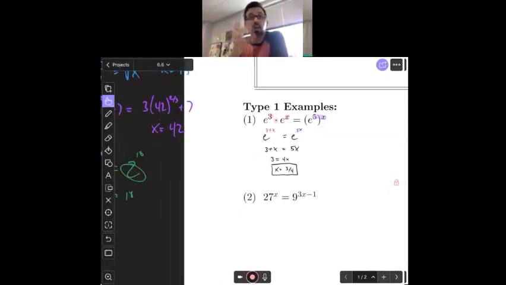Okay. Now looking at number 2. Number 2 is a little trickier because the bases are not the same. Okay? So essentially our job is to make the bases be the same. So we've got to figure out how to do that. We look at our bases and say, I've got 27 and I've got 9. What do they have in common?